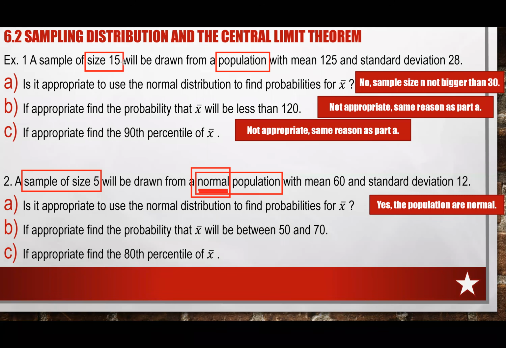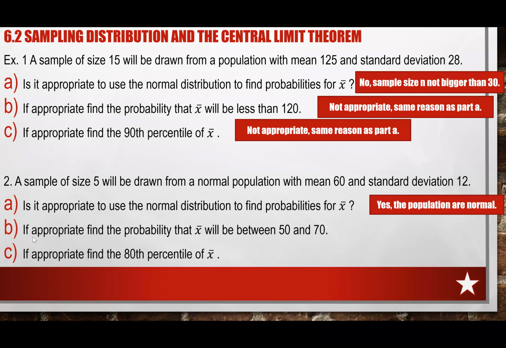Once you identify that we can use it, now let's take a look at how to use it, right? The first part was when can we use it. Now that we know when to use it, how do we use it? For part B, they ask you to find the probability that the sample mean, X bar, will be between 50 and 70. Looking at this item, the first thing we need to do is, again, sketch your item.